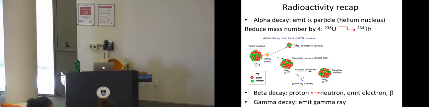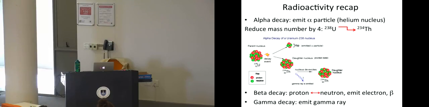So, we've got 3 different types of radioactivity: alpha decay, beta decay, and gamma decay. This just depends on what's been emitted. In an alpha decay, your parent isotope that's radioactive is losing an alpha particle, which is basically a helium nucleus. That's 2 protons and 2 neutrons being lost by each radioactive decay. And so you will change your mass number by 4.